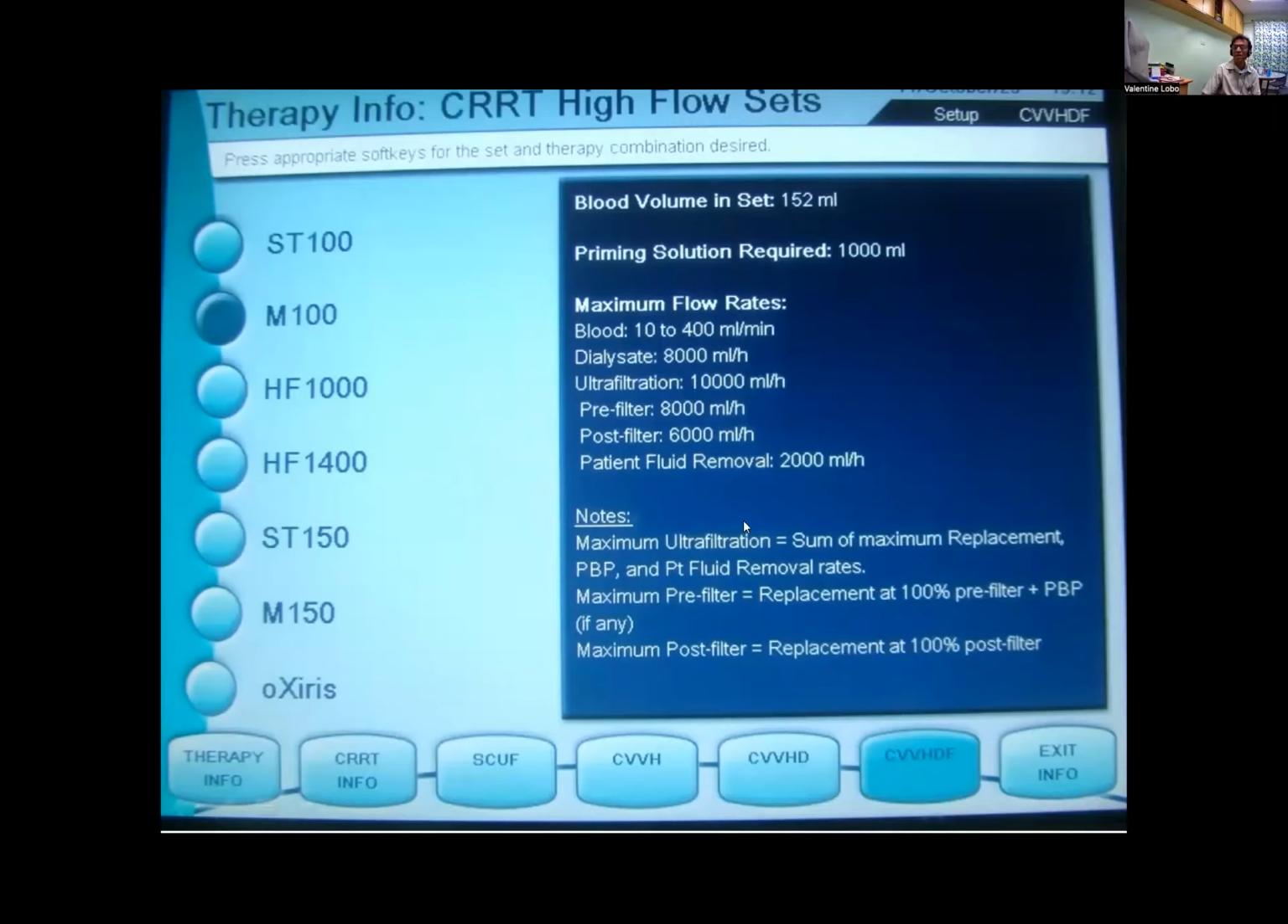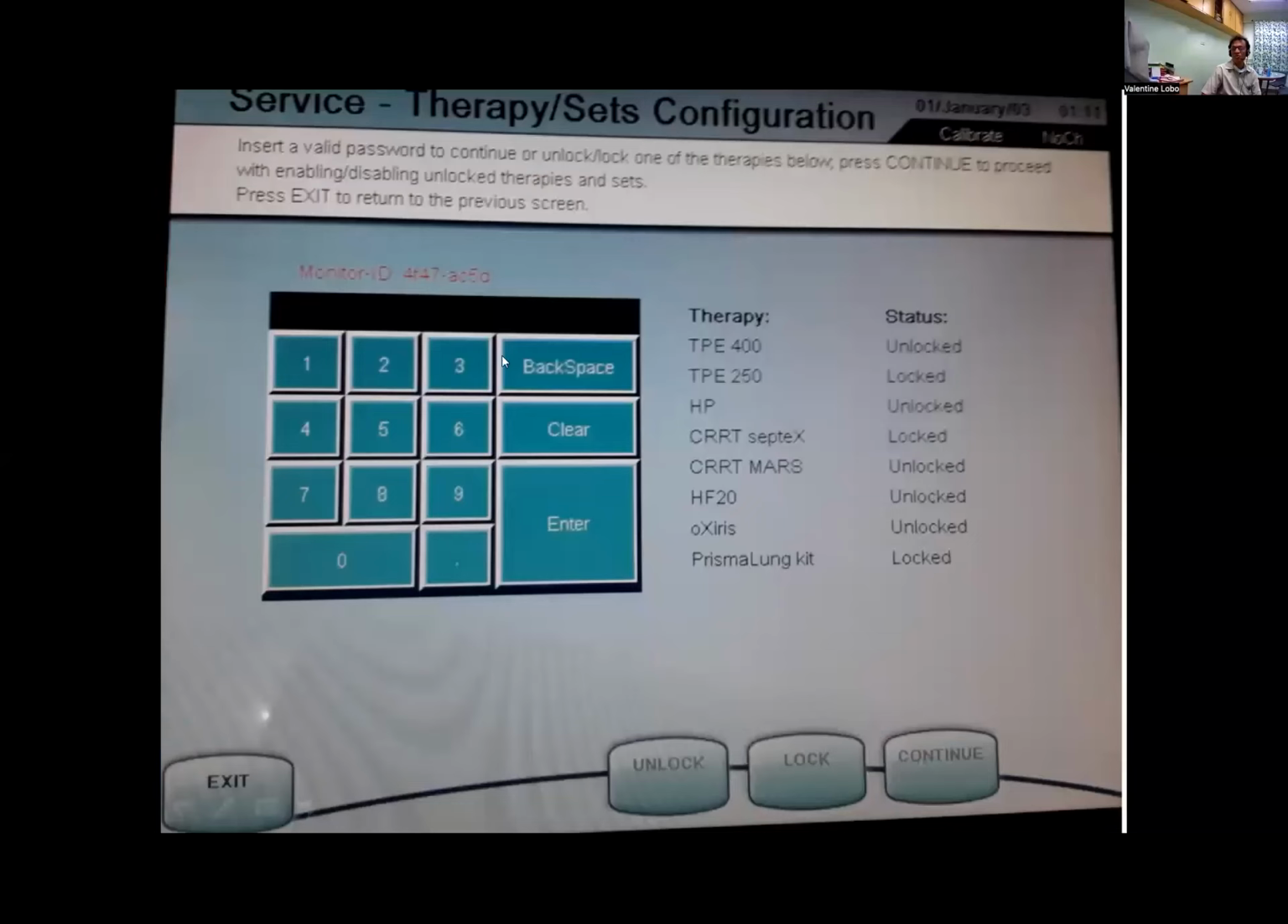If these are not compatible, then the message on the screen I showed you earlier will be given, that the set and the treatment chosen are not compatible. Of course, it's necessary, therefore, to configure the machine to deal with all the sets that we want to use, which we can do through this menu.